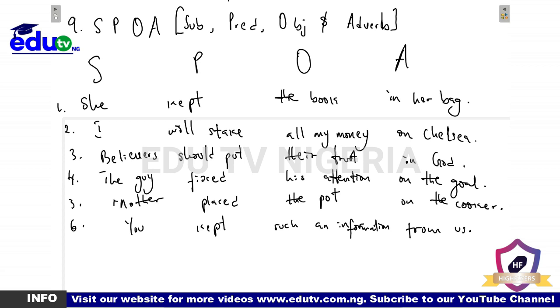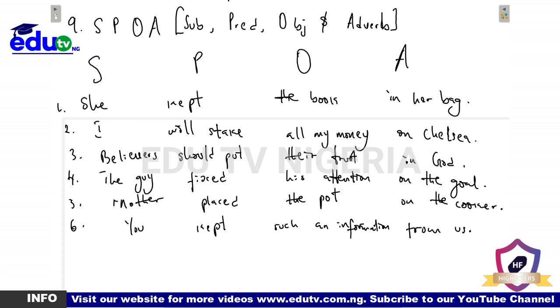Now, other verbs used in this pattern. Aside from the verb keep, aside from the verb stake, aside from put, fix, place, we also could have spend. Something like, I spent my money on her. Leave. To get it, I left my book in the room. We have focus. He focused his attention on the movie. Get. We have lay, we have stand, we have rest, etc. So those are the other verbs that can be used in pattern 9 sentences.